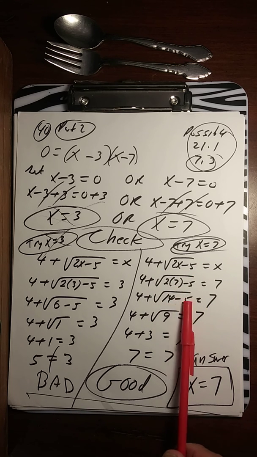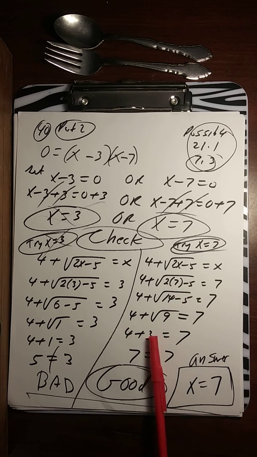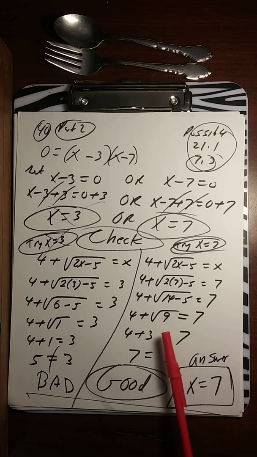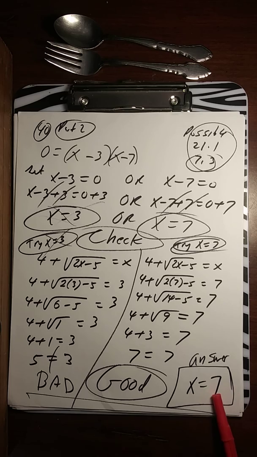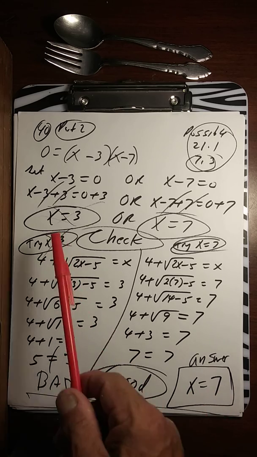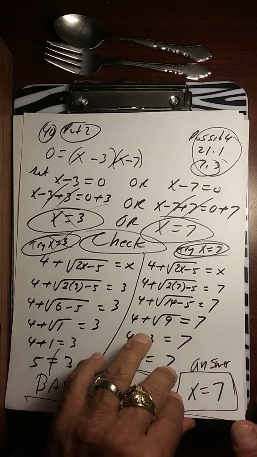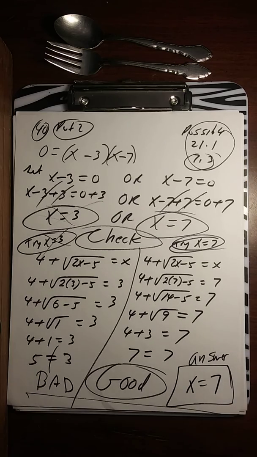2 times 7 is 14. 14 minus 9. Square root of 9 is 3. 4 plus 3 is 7. Is that equal to 7? Yes. Good. So the answer is only 7. The other doesn't work. It's an extraneous solution. It means bad answer. Okay, that's it.